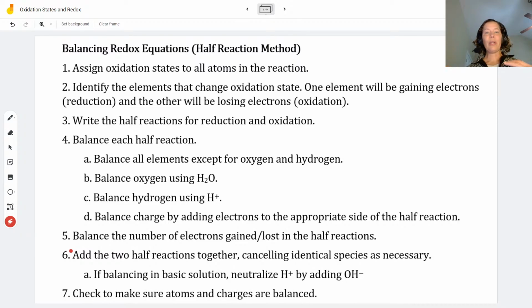A lot of species will cancel and simplify. At this point, we should have a balanced reaction in acidic solution. Now, you might also be asked to balance redox equations in basic solution. In that case, we're going to neutralize our H plus by adding hydroxide, and then we're just going to recheck to make sure everything is balanced. Again, we might need to do some simplification, but I'm going to go through both of these things.